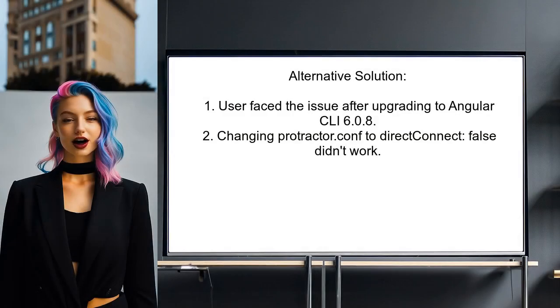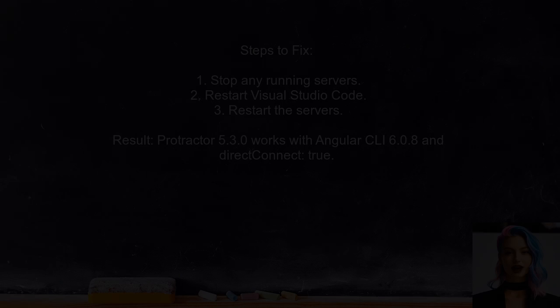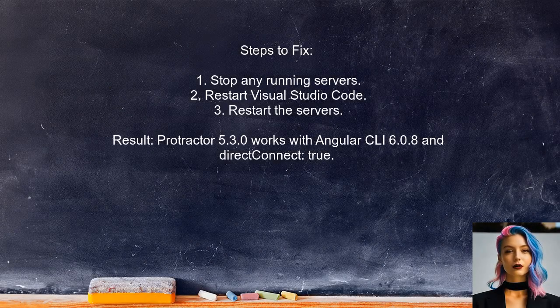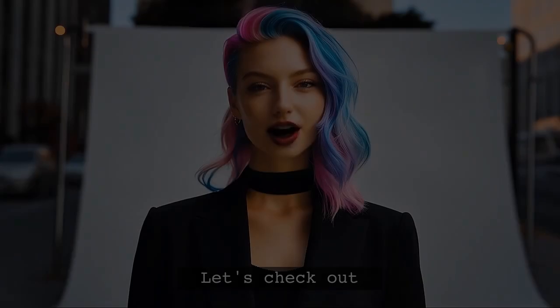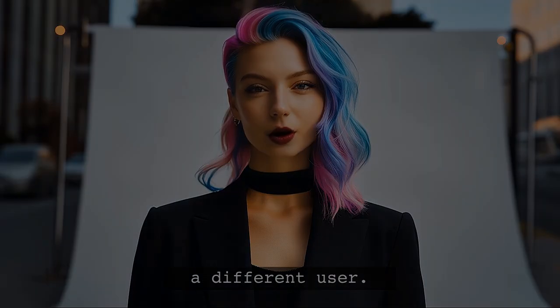An alternative solution comes from a user who faced the same issue after upgrading to Angular CLI version 6.08. They found that changing the Protractor configuration to use Direct Connect false and adding a Selenium address didn't resolve the problem. However, they fixed the error by stopping any running servers or light server instances, then restarting Visual Studio Code and the servers. After this, they were able to run Protractor version 5.30 with Angular CLI 6.08 while still using Direct Connect true. Let's check out another perspective from a different user.